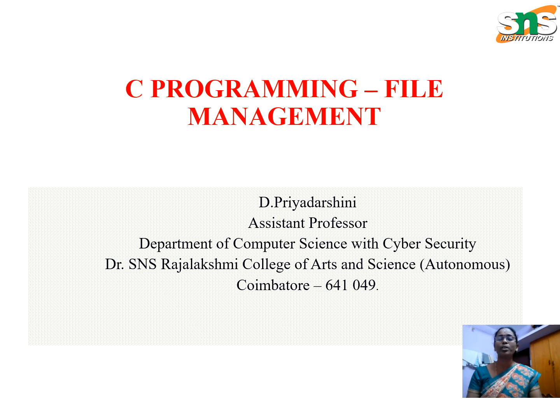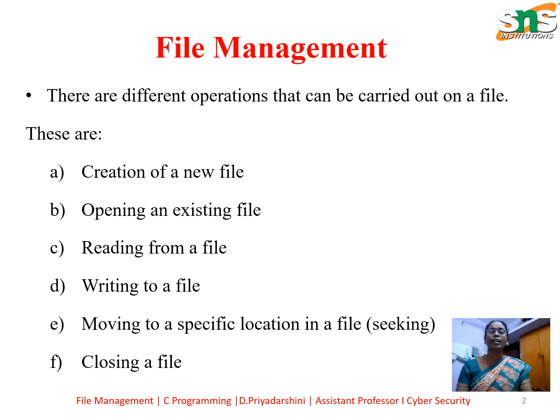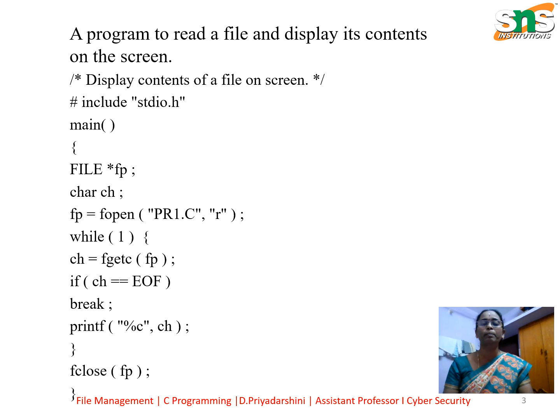Today we are going to discuss file management in C programming. File management consists of different operations. That is, a file can be handled with different operations: creating a new file, opening an existing file, reading from a file, writing to a file, moving to a specific location in the memory, then closing a file. All these operations we are going to discuss in today's class.